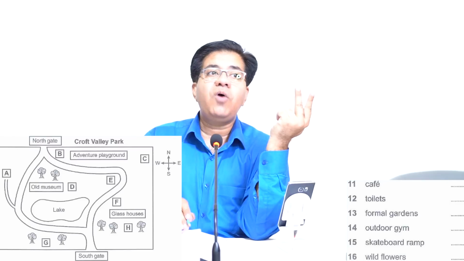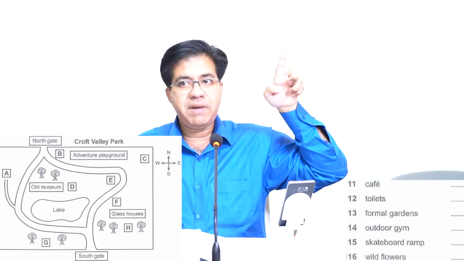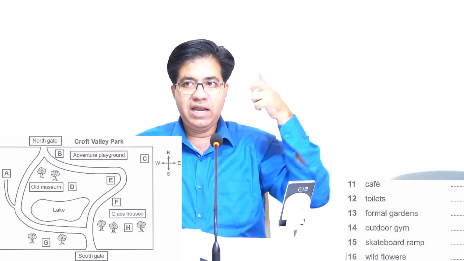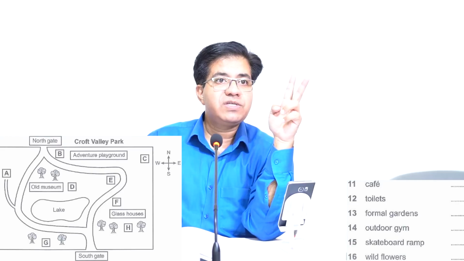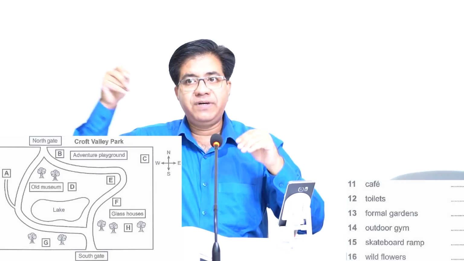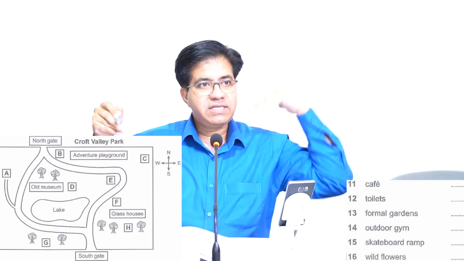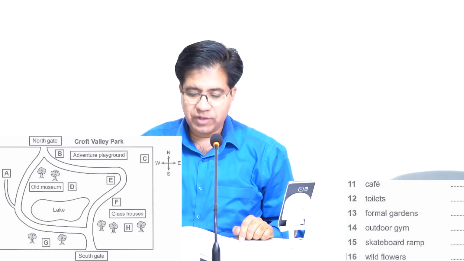So what you need to do on the map, first thing is prepositions of location, prepositions of place, and all that, right? The second thing is directions. There is a certain language you use, go straight ahead, turn right, first right, second left. It's the second building, it's the first building. So you need to learn all these things, okay?